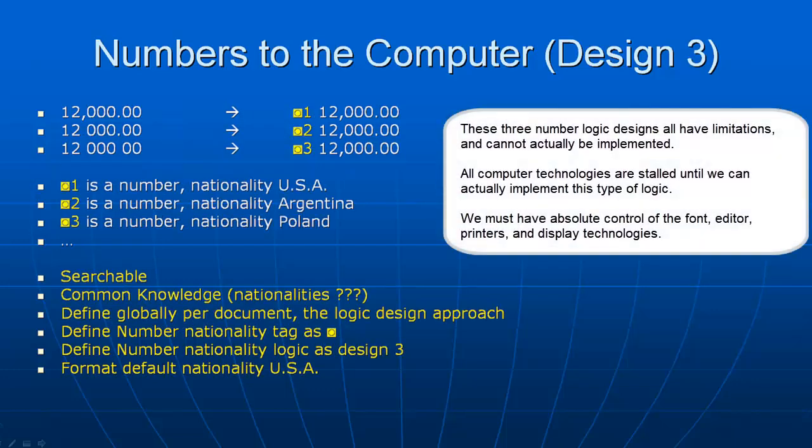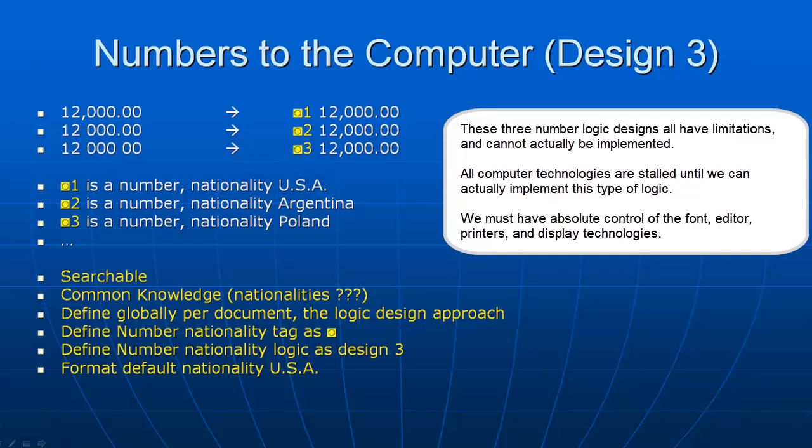And so here's our design 3. So instead of telling it what it is, we just do it by nationality. So in the US, we do commas and periods. In Argentina, it's periods and commas. And then Poland may have some other format. So this is very searchable. And we define then the control characters that we're using in the design.